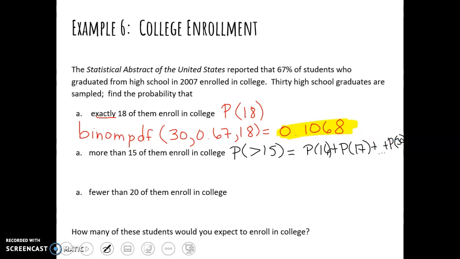So we need to find the complement of that. The complement for the probability that starts at 16 and goes to 30 stops at, it goes from 0 up to 15.